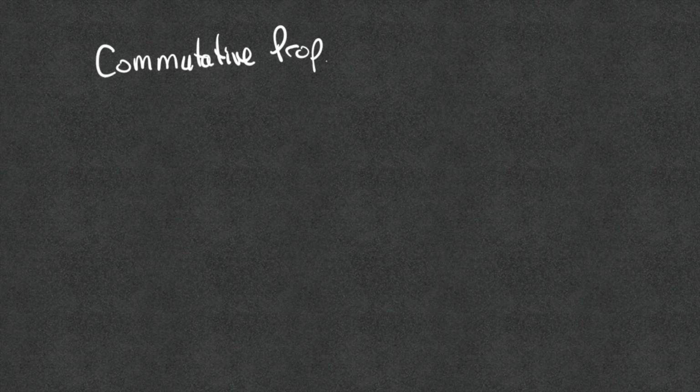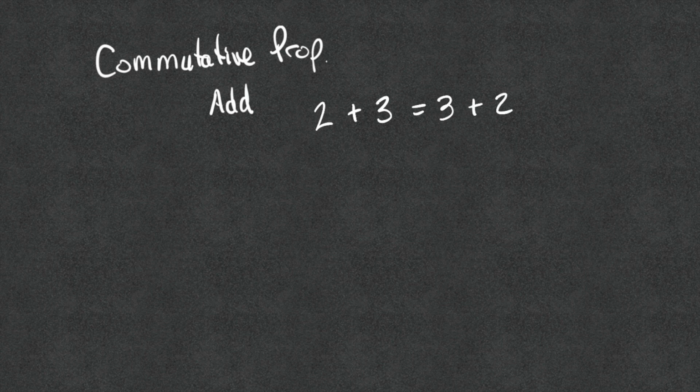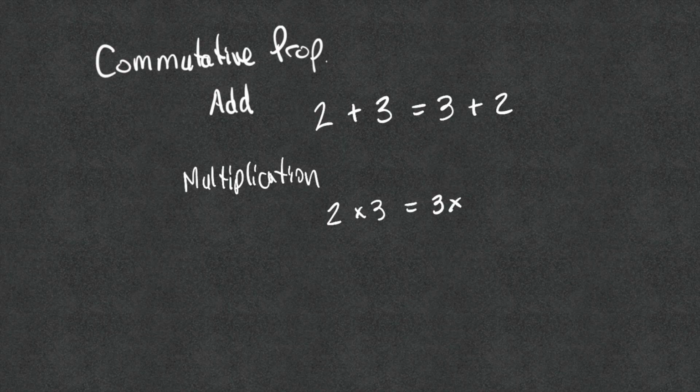So the commutative property of addition allows us to take two numbers and demonstrate the fact that it doesn't matter which order we put them in. We'll have the same answer. The same is true for multiplication. 2 times 3 will equal the same thing as 3 times 2.